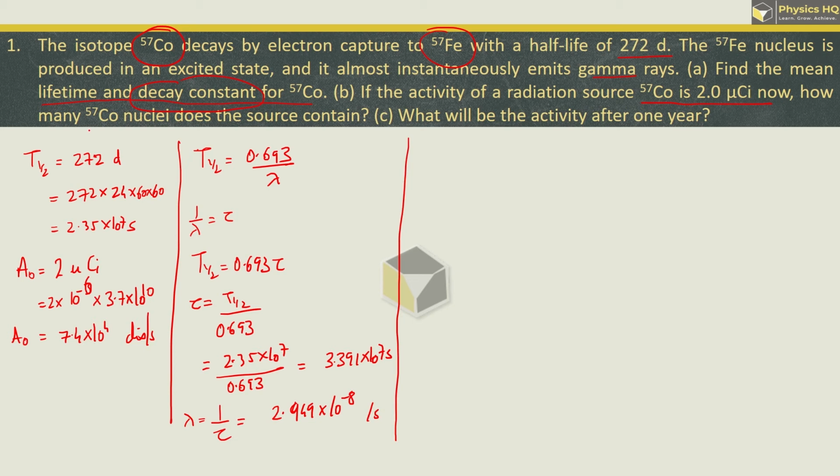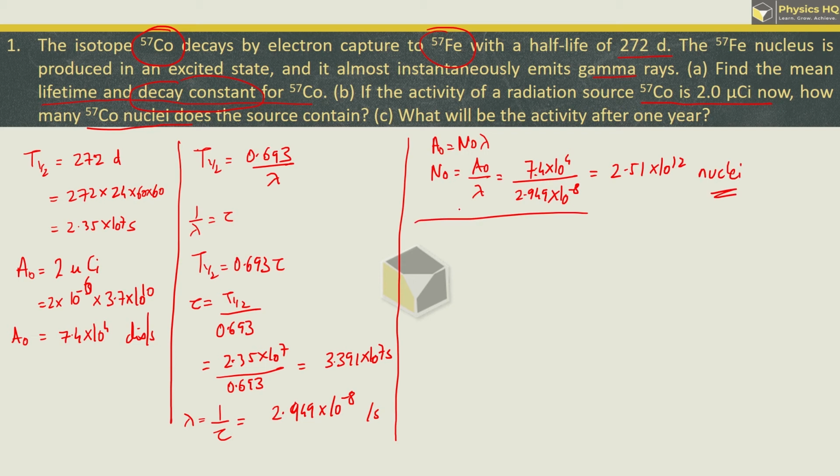Next, they have asked how many nuclei does the source contain. So initially the activity is given as n0 into lambda. We already got the lambda. We need to find out what is n0. So n0 is a0 by lambda. a0 is the initial activity, which is 2 microcurie, which we converted and got as 7.4 into 10 raised to 4, divided by lambda, which we got as 2.949 into 10 raised to minus 8. This comes out to be 2.51 into 10 raised to 12 nuclei.